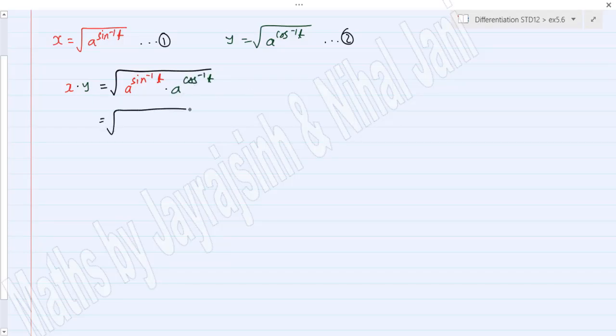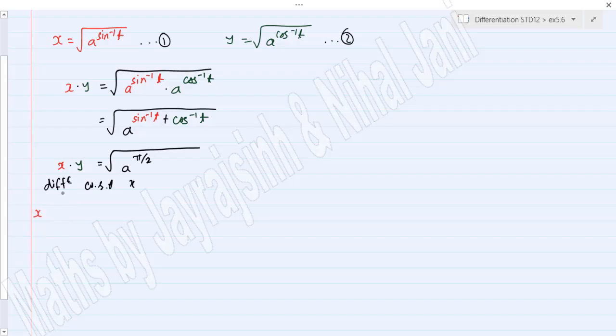Our right side can be simplified as a raised to sin inverse t plus cos inverse t. For further simplification, this sin inverse t plus cos inverse t simply becomes pi by 2. So here we get x into y is equal to under root of a raised to pi by 2. Now let's differentiate our equation with respect to x. On the left side we have the product of x and y, so we have to apply the multiplication rule.